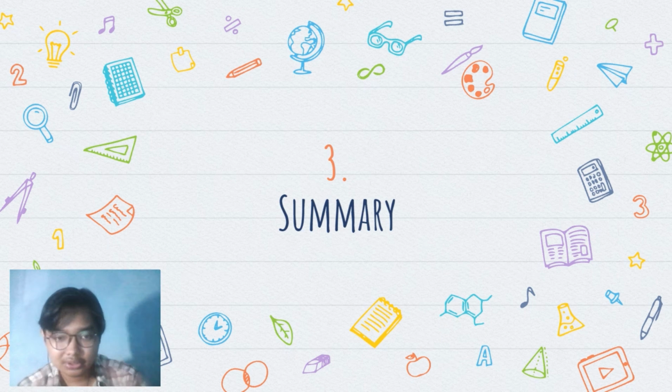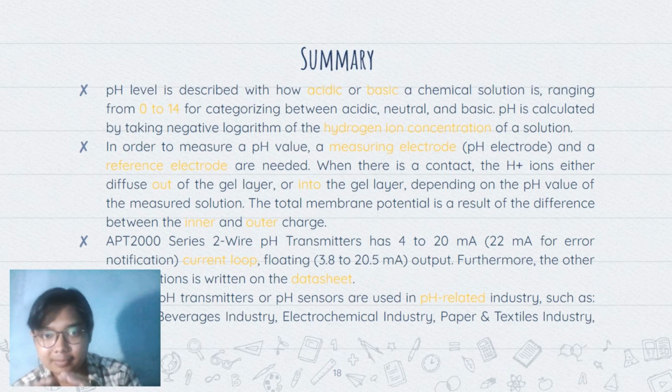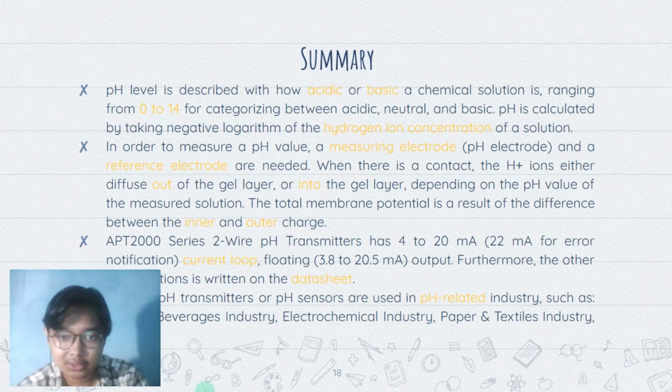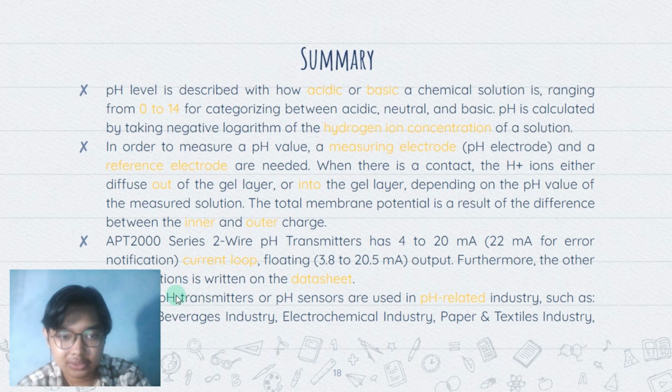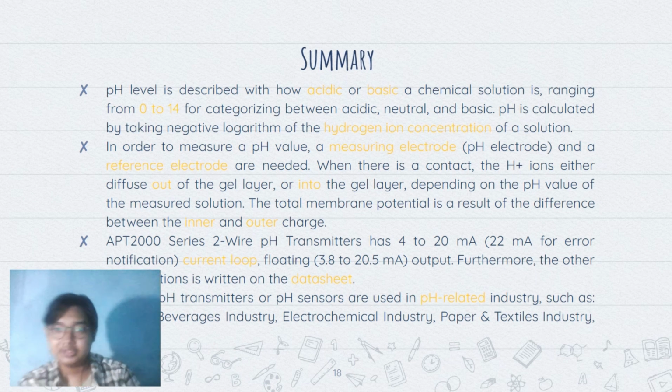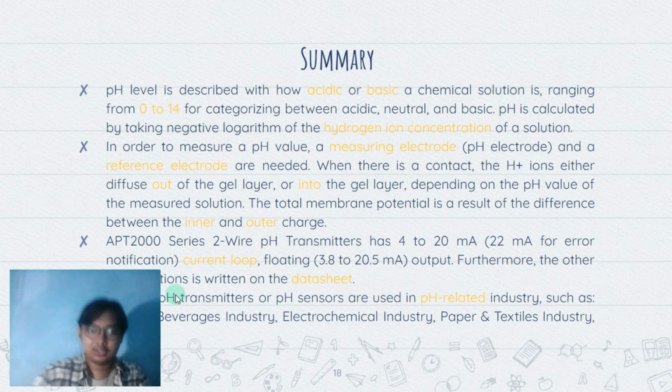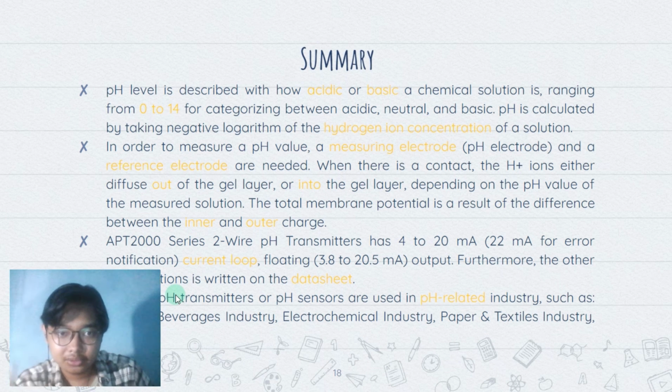The last one is the summary. This is some summary that I have conducted. The first one is pH level is described with how acidic or basic a chemical solution is, and it ranges from 0 to 14 for categorizing between acidic, neutral, and basic. And pH is calculated by taking the negative logarithm of the hydrogen ion concentration of a solution.